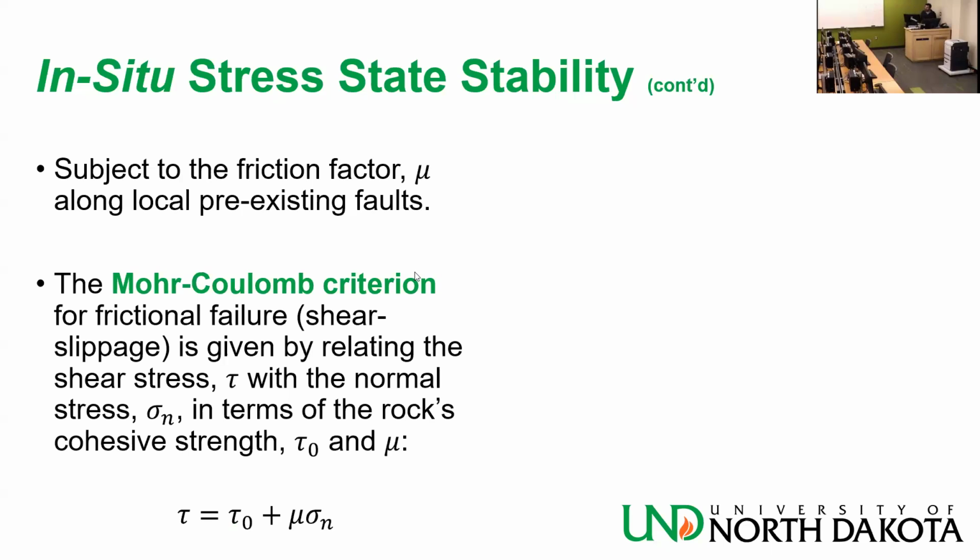Now, for a Mohr-Coulomb criterion, this is the official definition. You have tau equals tau naught, which is the cohesive strength, plus mu sigma n. A cohesive strength is the strength that holds the particles of the material together.